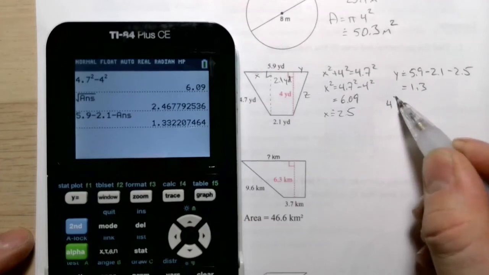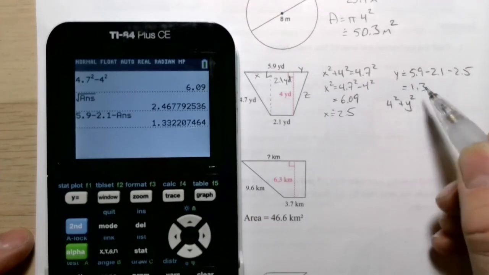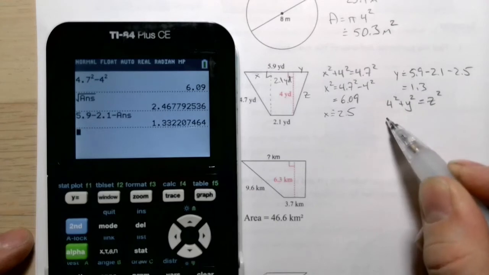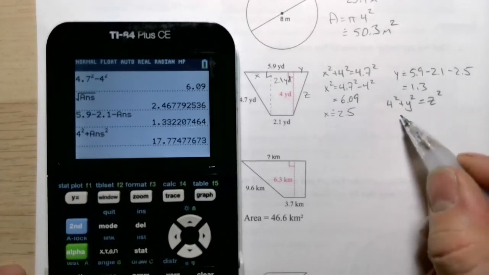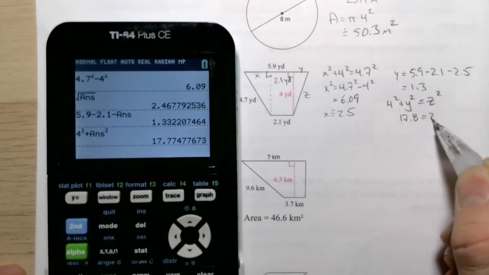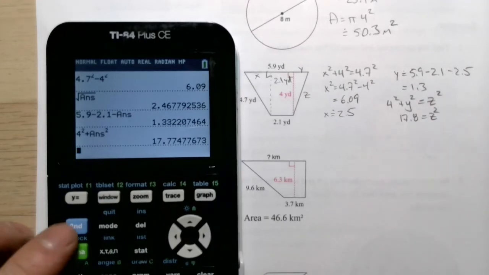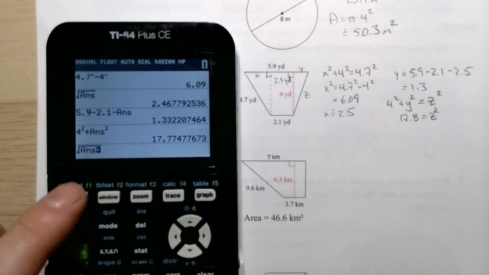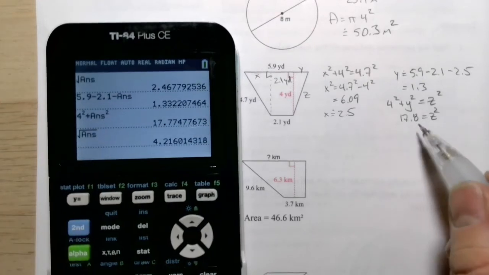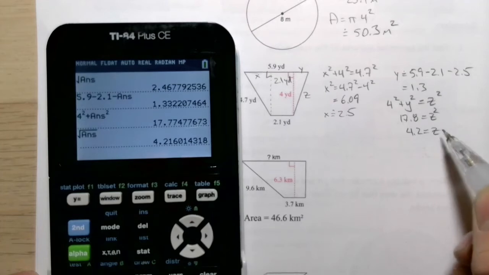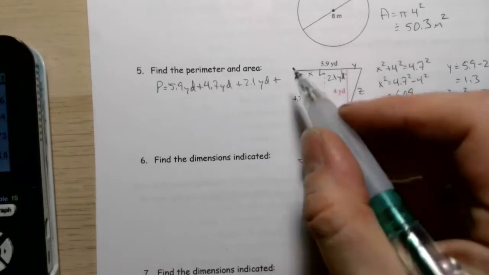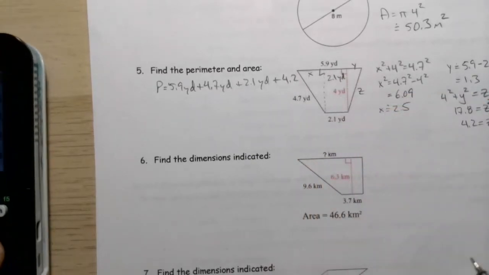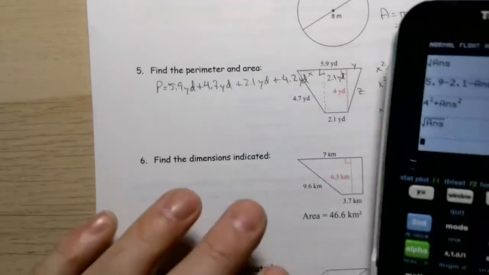So I know that 4 squared plus y squared, or this 1.3 squared, is going to equal z squared. So 4 squared plus that answer squared is going to equal, okay, roughly 17.8. And when I take the square root of that, because that's what I have to do at the end of this Pythagorean theorem, I'm going to get approximately 4.2. So 4.2 is equal to z, approximately 4.2 yards. So now I can come back over to my perimeter and write 4.2 yards down.